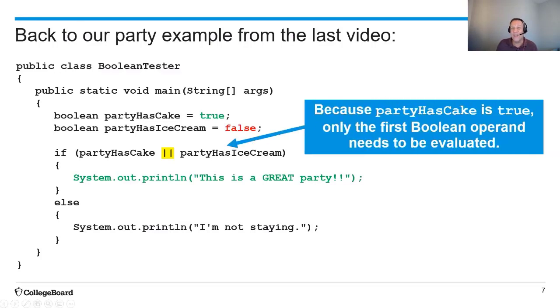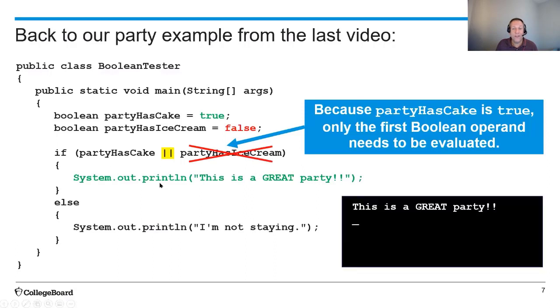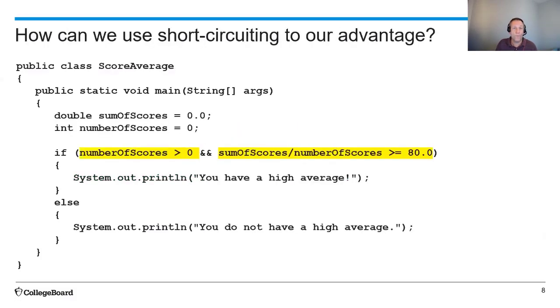Because party has cake is true, only the first Boolean operand has to be evaluated. I don't even need to check over at the ice cream table to see if there is any ice cream. I'm automatically going to now print, this is a great party. And I can ignore party has ice cream, and then this is a great party gets printed out. So that's an example of short-circuiting with an OR.